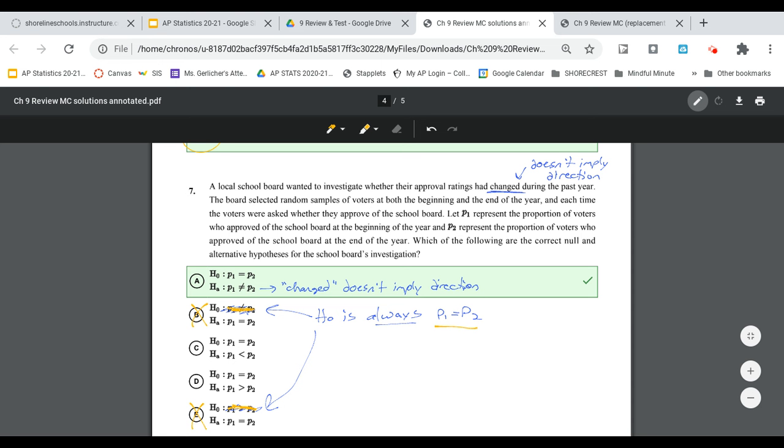Okay, and then you look back at the phrasing, and they said whether their approval ratings had changed. So that doesn't imply a direction. They're not saying that our approvals get better or worse. They're just saying changed. Could be either way. So that gives you a not equal to situation.